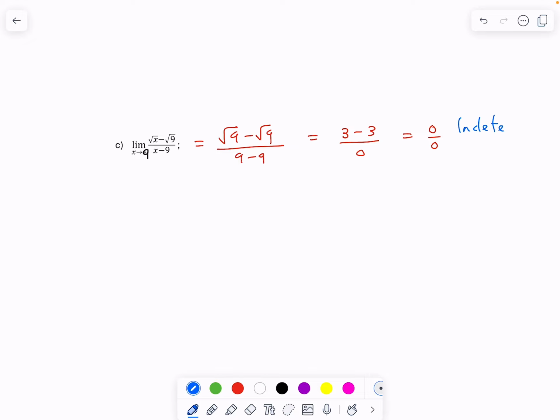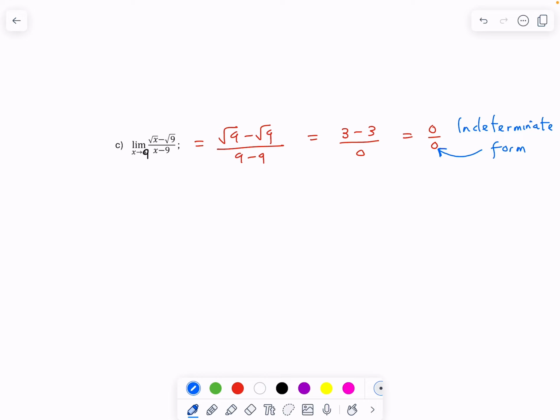Indeterminate form, because the denominator is 0. If the numerator is 0, that's fine. But if the denominator is equal to 0, then we must look for another way to evaluate this limit. So what other way can we evaluate this limit?